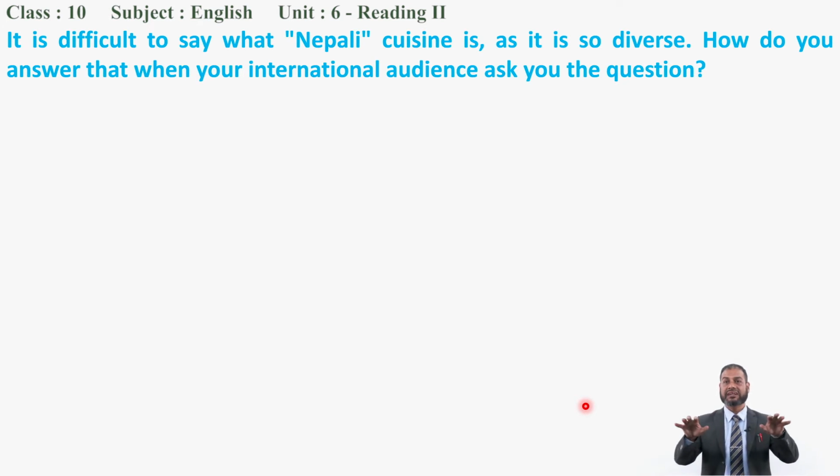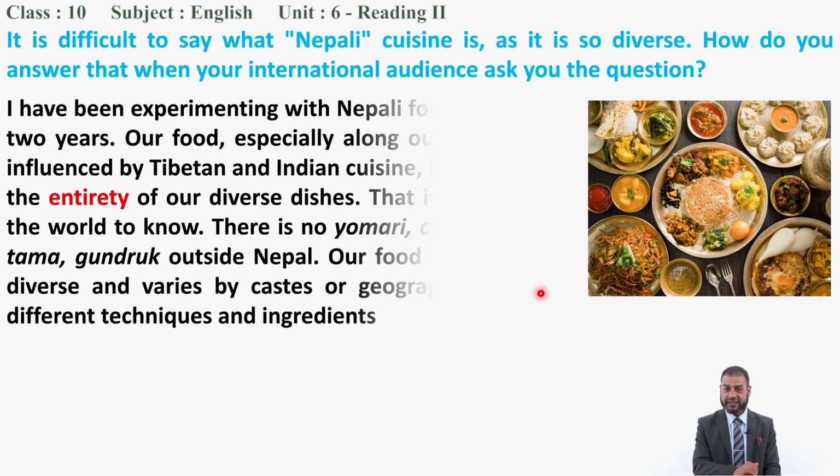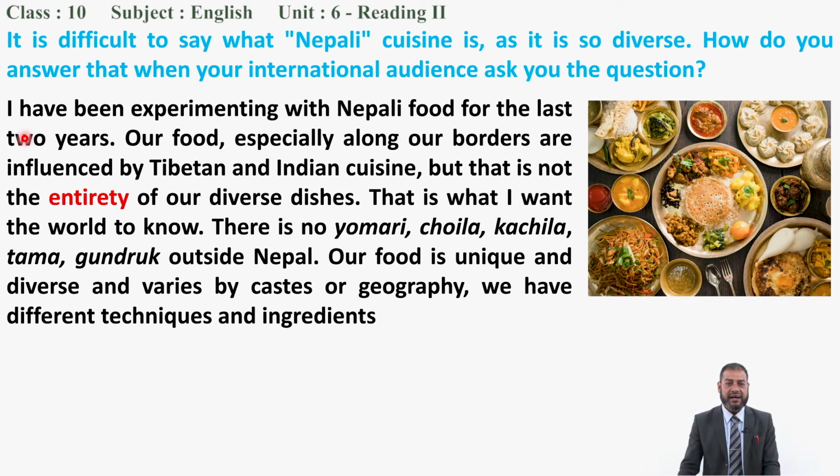And the question is based on like this one. We have varieties, diversities. And how can you work with Nepali food? The question is like this one. So what is his answer? Let's read. It's interesting. Now you can see varieties of food items. These are some examples, okay? Now his answer is, I have been experimenting with Nepali food for the last 2 years. See, he worked for 2 years for Nepali food. He is experimenting. Our food, especially along our borders, are influenced by Tibetan and Indian cuisine.